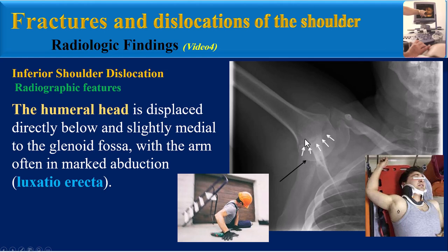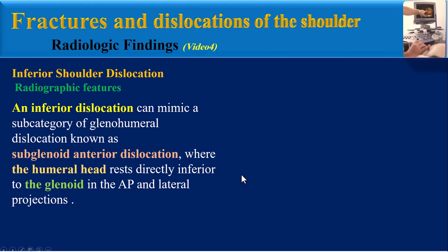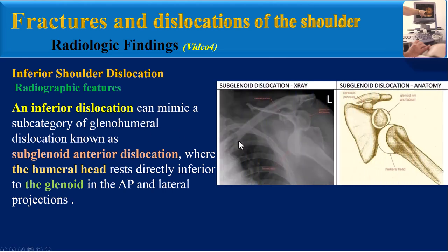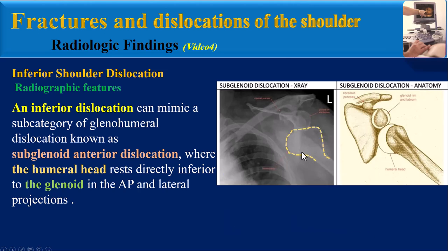This frontal radiograph reveals the inferior dislocation of the humeral head from the glenoid fossa. Also, we can see in this image that the humerus is parallel to the scapular spine, which is the common position in luxatio erecta. An inferior dislocation can mimic a subcategory of glenohumeral dislocation known as subglenoid anterior dislocation, where the humeral head rests directly inferior to the glenoid in AP and lateral projection.